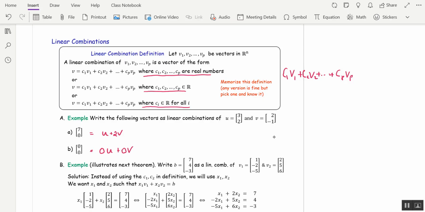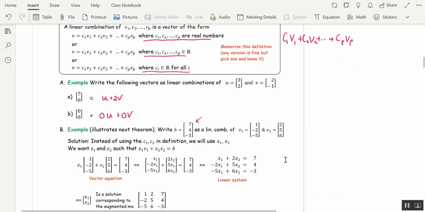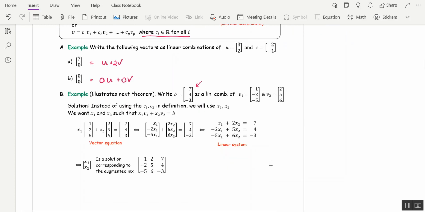But in general, given a vector b, like this example, and two other vectors, v1 and v2, it's not so easy to write b as a linear combination of v1 and v2 by inspection, just doing it in your head. So we need a better way. This is the better way. First of all, in the definition of linear combination, I'm going to switch the c's to x's so that this looks more like our linear system with variables x1 and x2. So what we seek is x1 and x2 such that x1 v1 plus x2 v2 is equal to b.